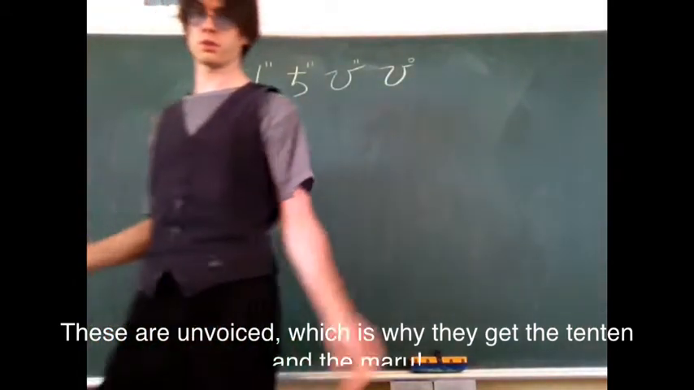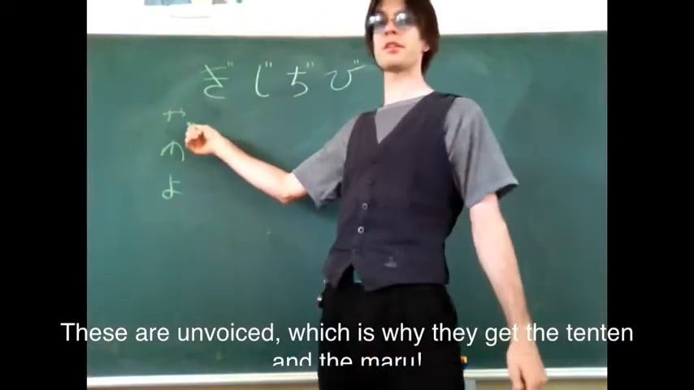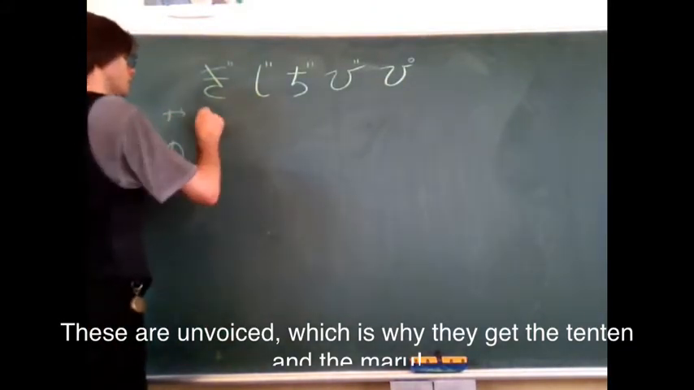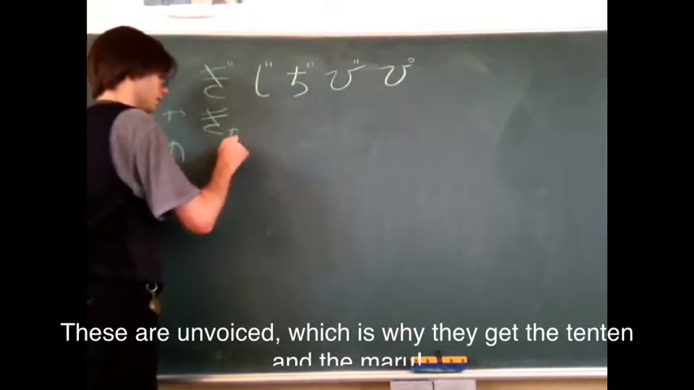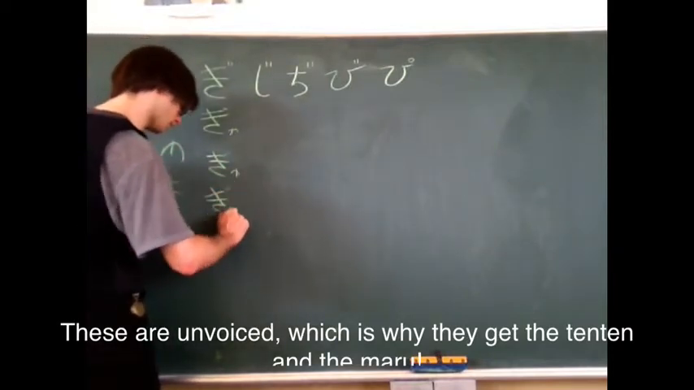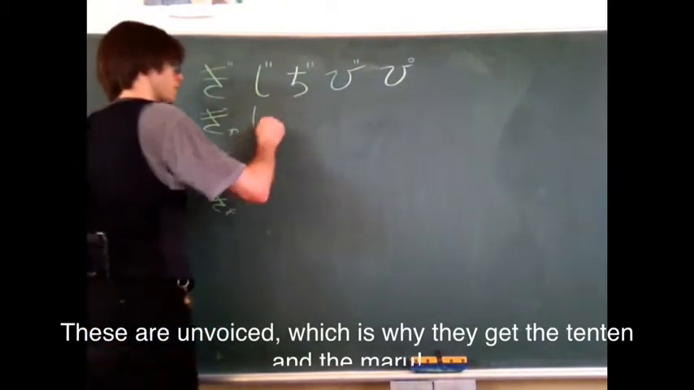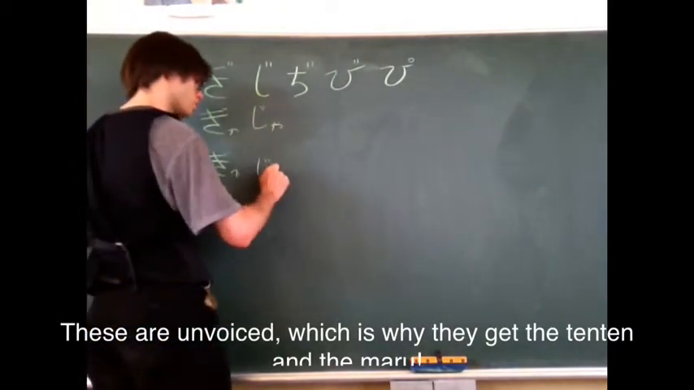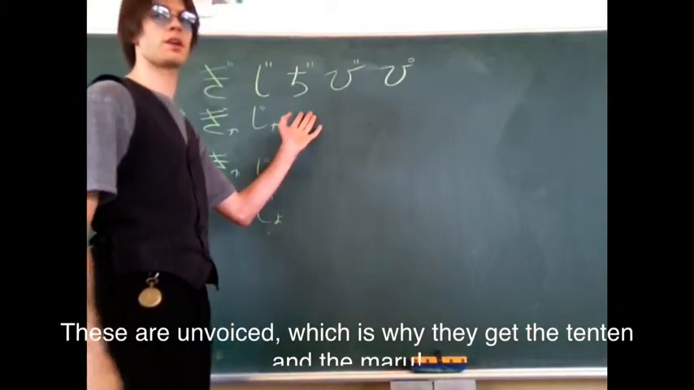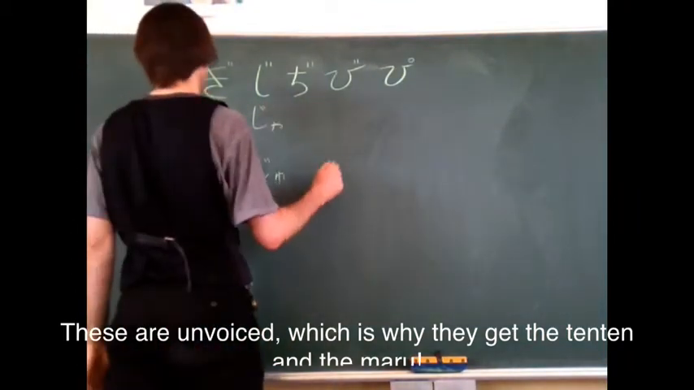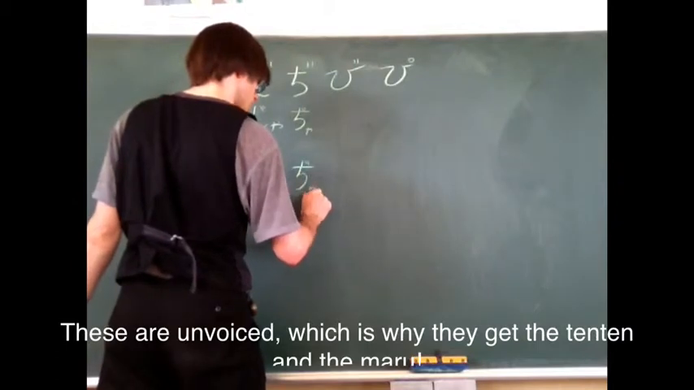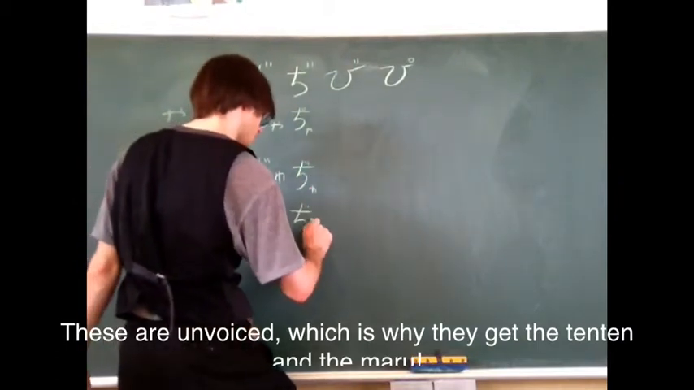But did you know that we can also do a double combination where we've got the ten-ten and the small ya, yu, yo? With that same sort of logic, gi becomes gya, gyu, and gyo. Ji becomes ja, ju, and jo. This one doesn't happen very often, but just in case it does somewhere, let's go ahead and go over it. That's another ja, another ju, and another jo.